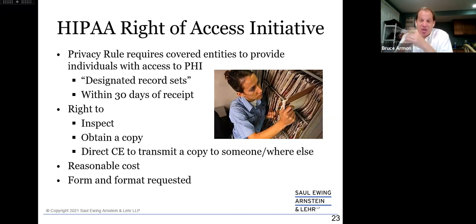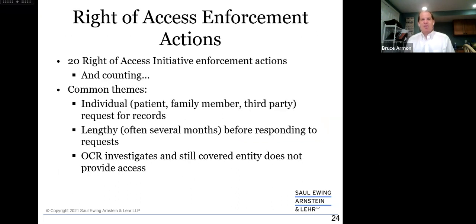There have been 20 settlements to date under this right of access initiative where covered entities or health plans have not turned over information where they're supposed to. And the government says you're violating an individual's rights and payments have to be made. So again, as I said a moment ago, there have been 20 of these enforcement actions since they created this a year or two ago.